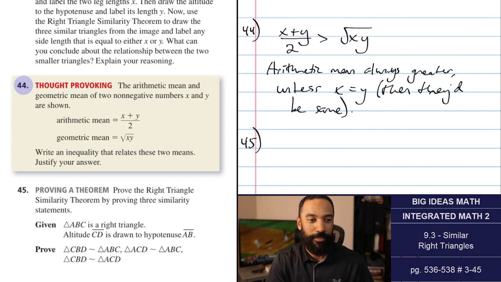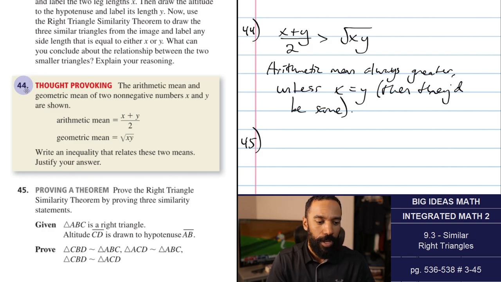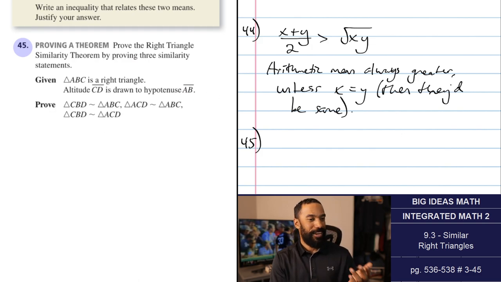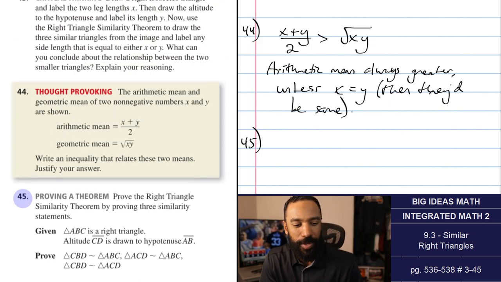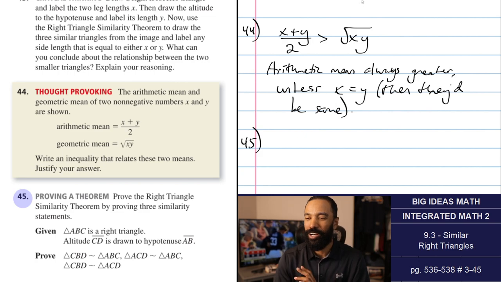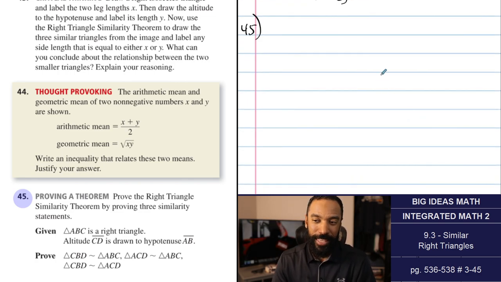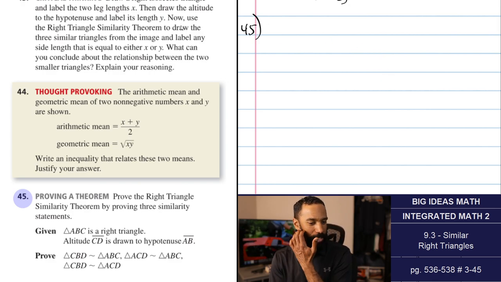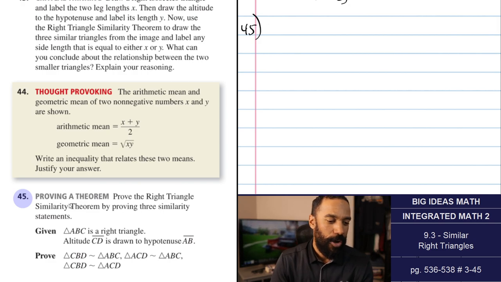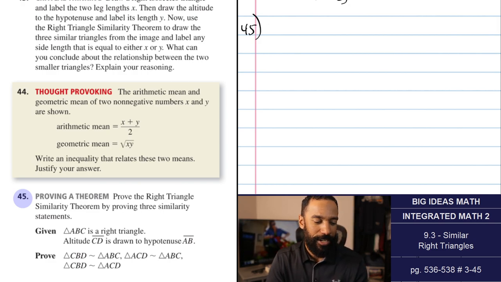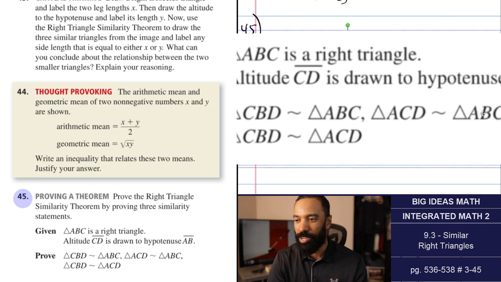Last question though, number 45, but it is a proof. Prove the right triangle similarity theorem. So I said we didn't prove it yet. So why do they let us do other things to prove it before we could prove it? I don't know, but apparently they allowed us to do that just because now they're telling us to prove it. ABC is a right triangle, prove that these ones are similar. Okay, I mentioned this before, but I didn't really get a good writing in it.